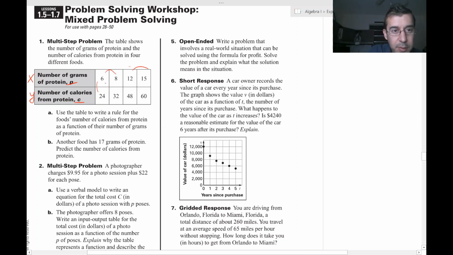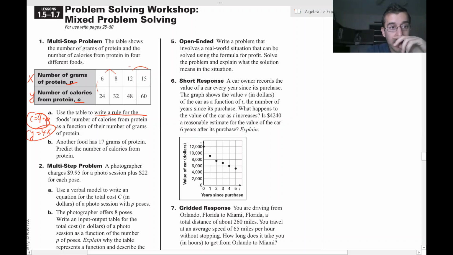How about multiplication? 6 times what is 24? 4. 8 times 4 is 32. 12 times 4 is 48. 15 times 4 is 60. So C or Y, you can say it's 4 times P. That's the rule for the function. C equals 4 times P, or Y equals 4 times X.